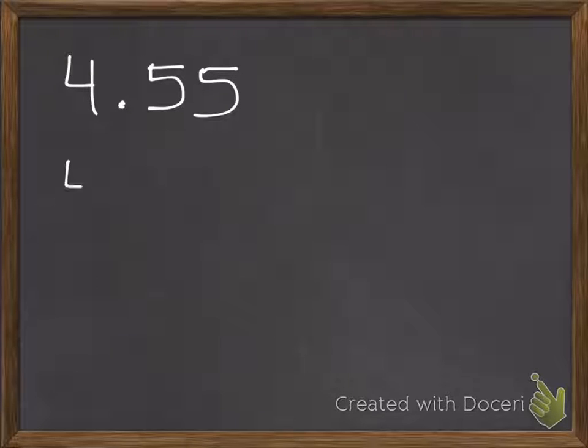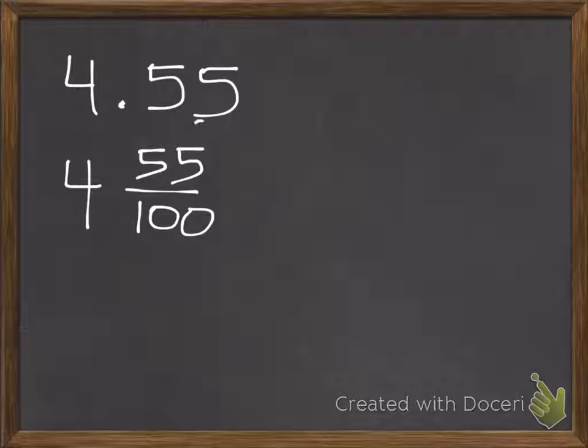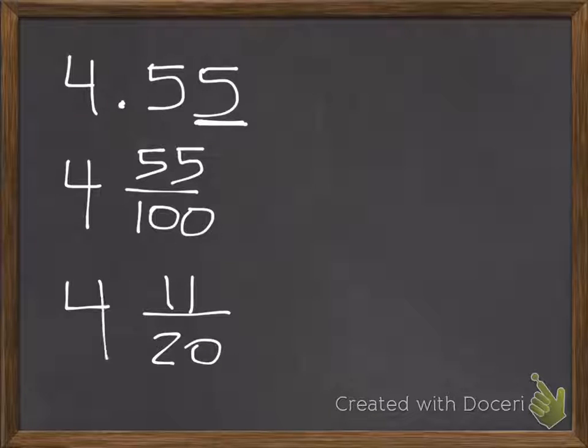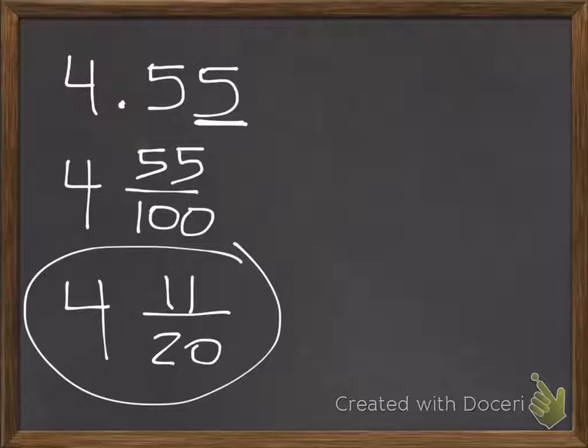Here, this is another mixed number, so I have 4 as my whole number. My fraction comes from this last 5 being in the hundredths place, so 4 and 55 hundredths. If we divide by 5, that gives us 11 over 20, and the 4 stays there, so 4 and 11 over 20 would be my answer.